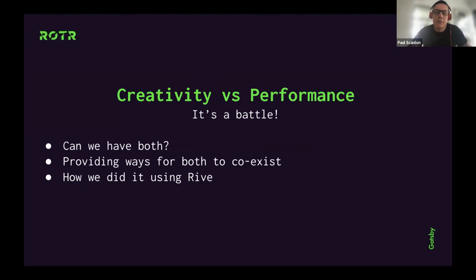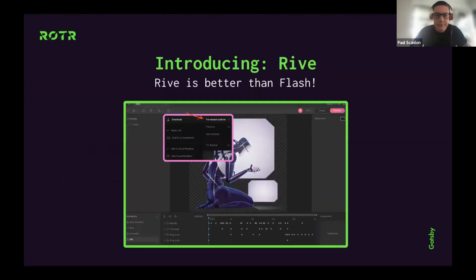And so I wanted to provide some answers, maybe some examples of how you can perhaps win this battle when you're attempting to implement creativity in a modern day front end. I think with some of the techniques we're going to show throughout this project, I think we can demonstrate that you can have a coexistence between the two. I don't think website performance necessarily needs to suffer. And I'm going to show you how we did this with Rive. So here's Rive. And here's my statement of the day. Rive is better than Flash.